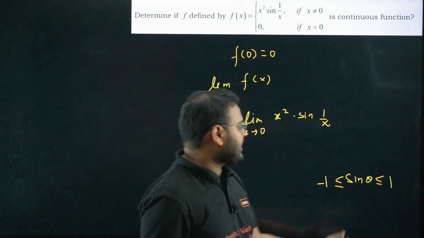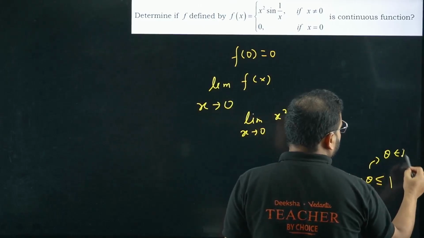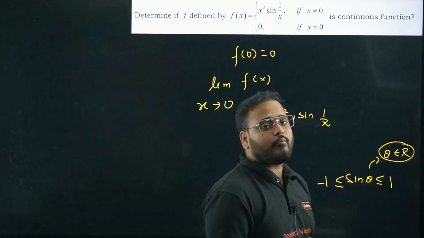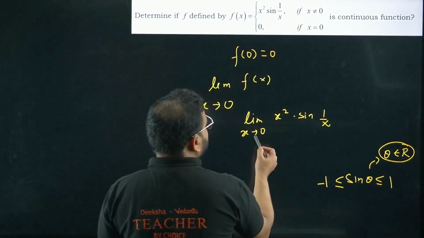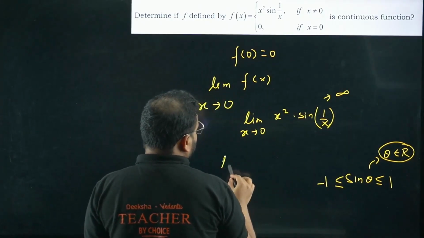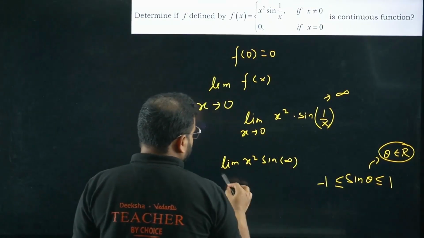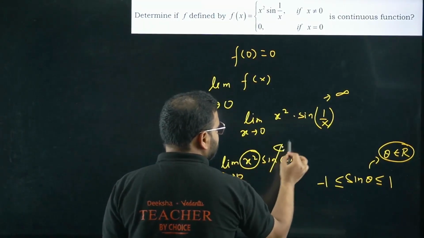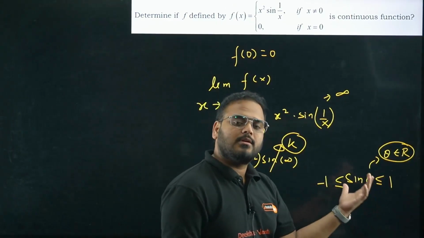Whatever angle you take inside, theta is all real. For any real number, it will be a fixed number from minus 1 to 1. If you take x as 0, this number will become infinity. No problem. So what I get is the limit of x square sine infinity; it doesn't matter. As x tends to 0, x square is there, and this sine will be some constant k, a fixed number. Any value of sine will be from minus 1 to 1.